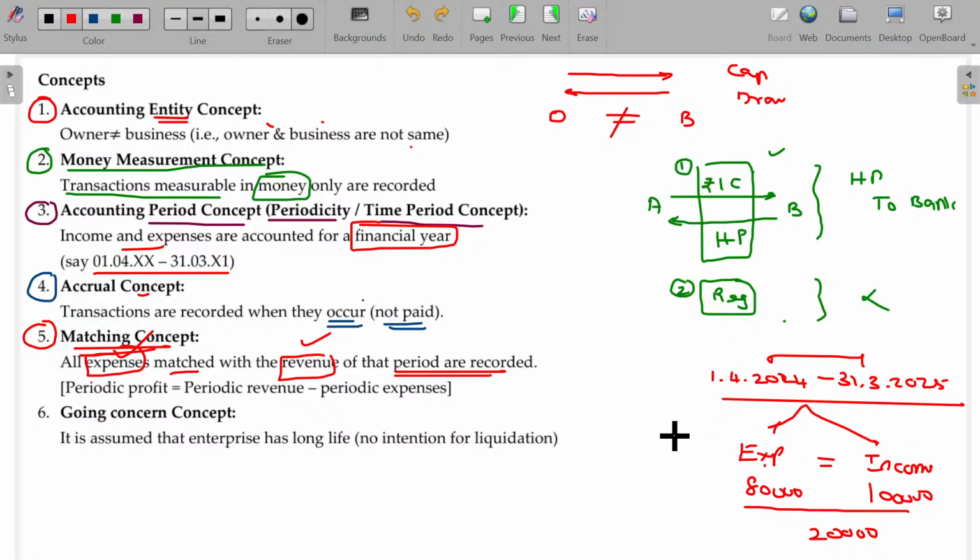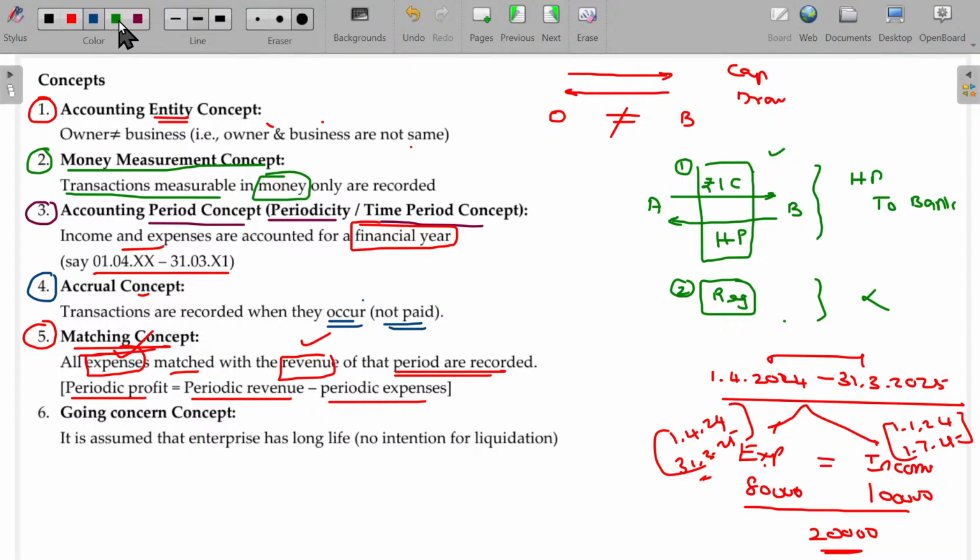Sir, expenses is for 1/4/24 to 31st March 25, but income is for 1/1/24 to 1/7/25. Can it be comparable? No, sir, it is not comparable. You have to compare the income and expenditure for the concerned period you have chosen. This is called matching concept. The difference between these two is called periodic profit, means the profit for the year 24-25, matched with the periodic revenue and periodic expenses. This is called matching concept.